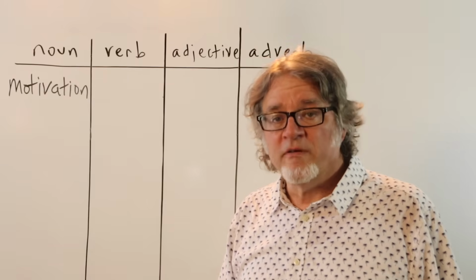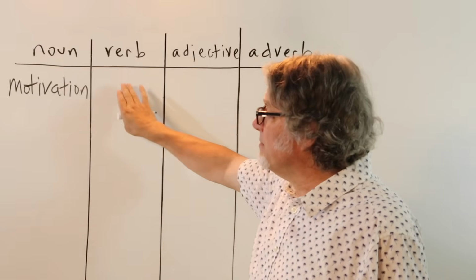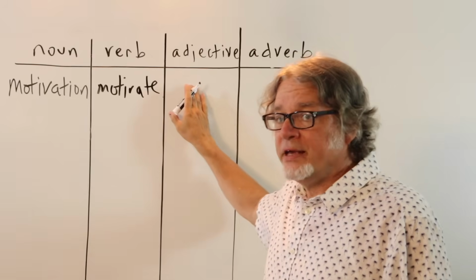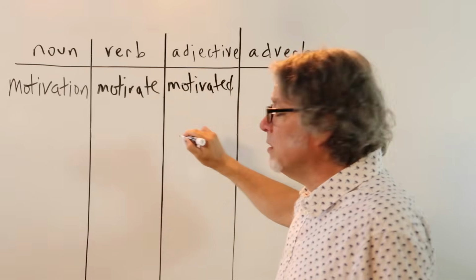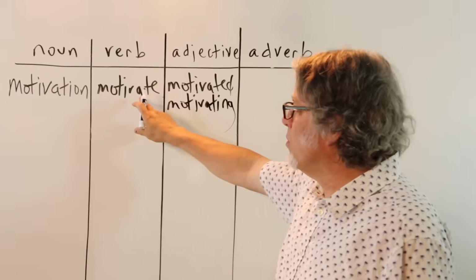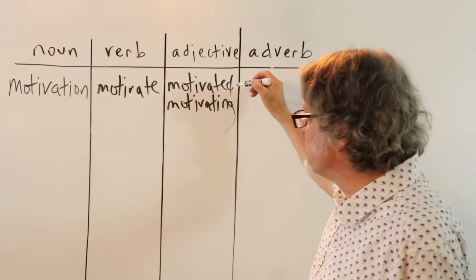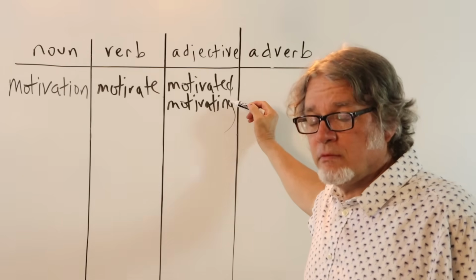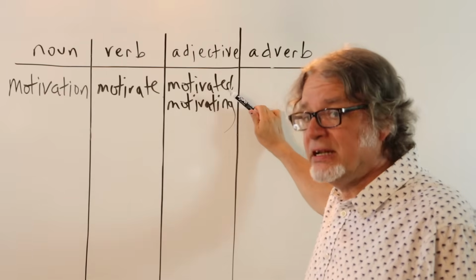Let's take the word motivation and change it to a verb, adjective, and adverb. The verb form is motivate. As an adjective, it's motivated, or it could be motivating. The word motivate is a regular verb, and in the form of a past participle, it's motivated, and as a present participle, it's motivating. Remember that past participles and present participles can function as adjectives.